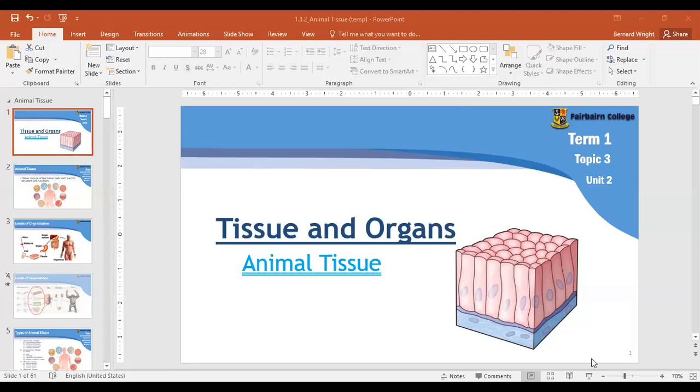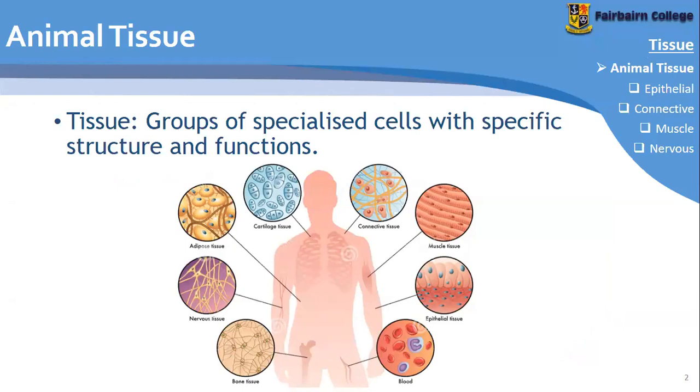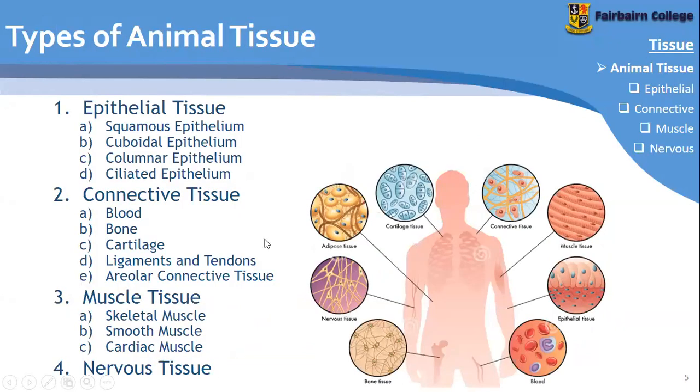Okay, so like I said, we're going to continue with animal tissue. Where we left off last time, there's just the definition again. If you were forgetting, here's how everything is organized, and we're busy here with the tissue organization. We've discussed epithelial tissue, and we started with connective tissue. We've done blood and bone, and now we're going to complete the rest of the connective tissue, as well as muscle tissue and nervous tissue. There's quite a lot to get through, so I'm just going to jump in.